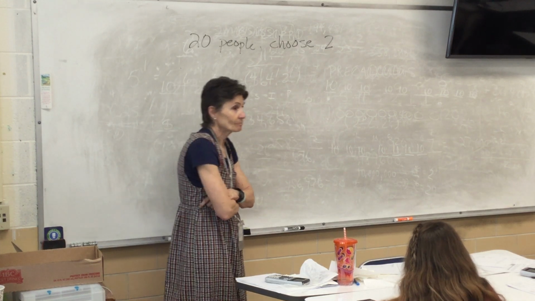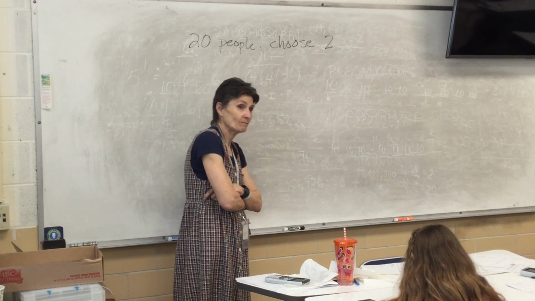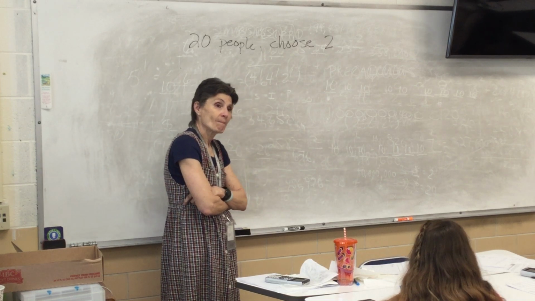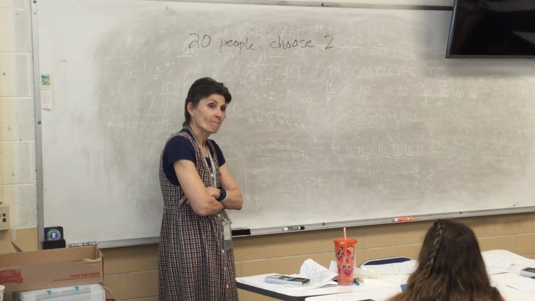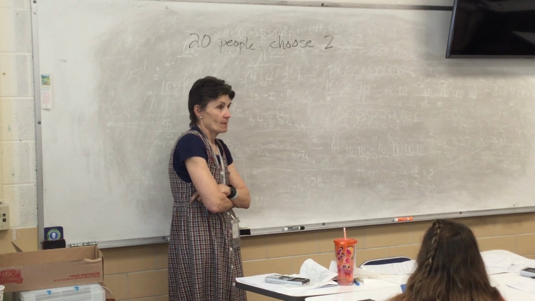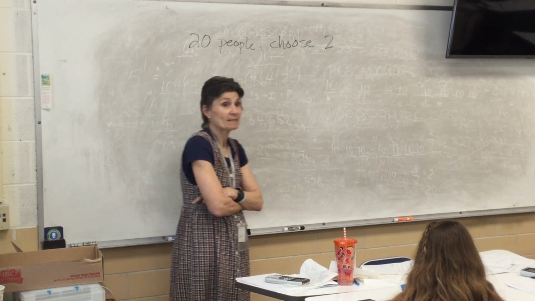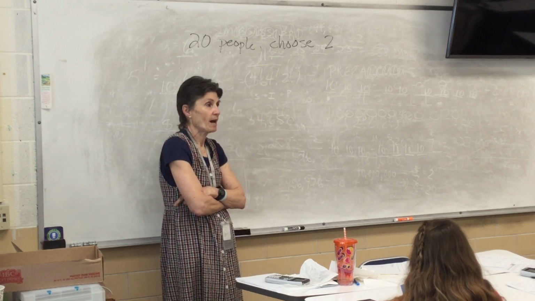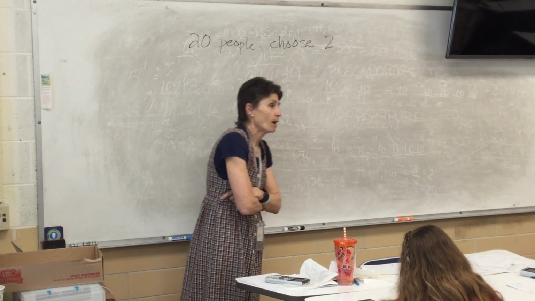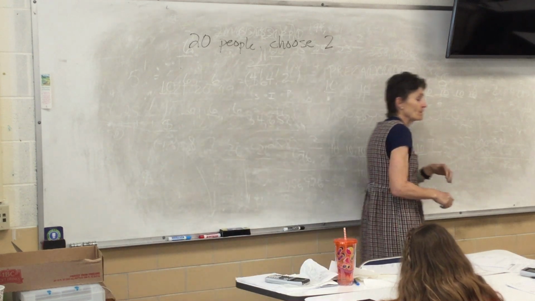Are they different? Well, if they're different, tell me why they're different. Well, because wouldn't the first one be 20 times 19 and the second one be 20 factorial? No, they are different, but not that. The first one is 20 times 19, but the second one is not. Here's the difference in the problem. I want you to think about it for a second.